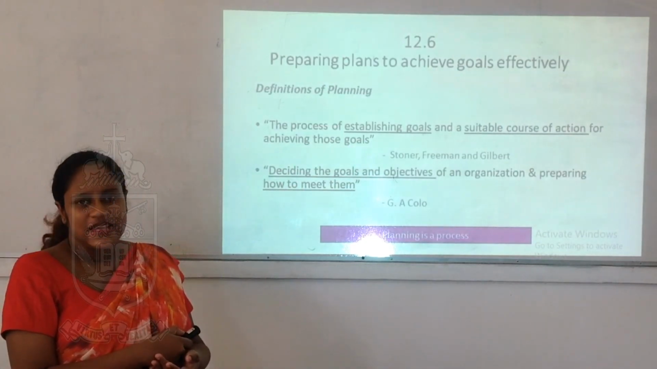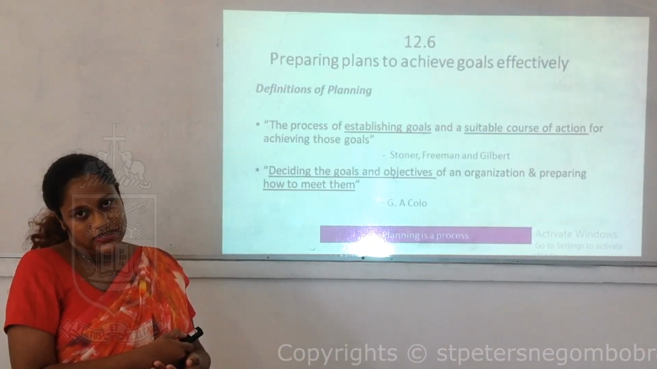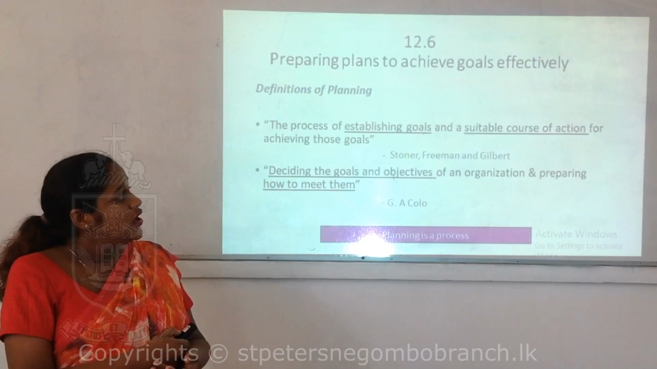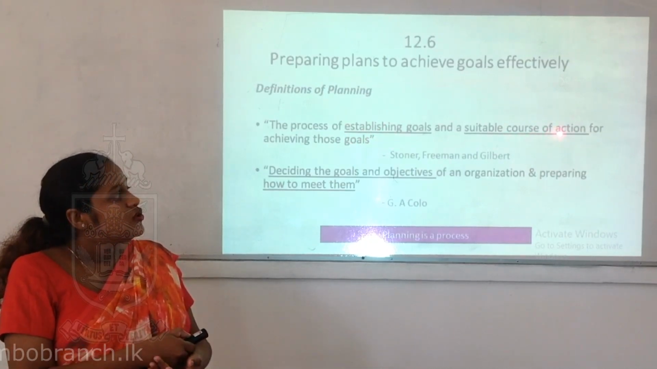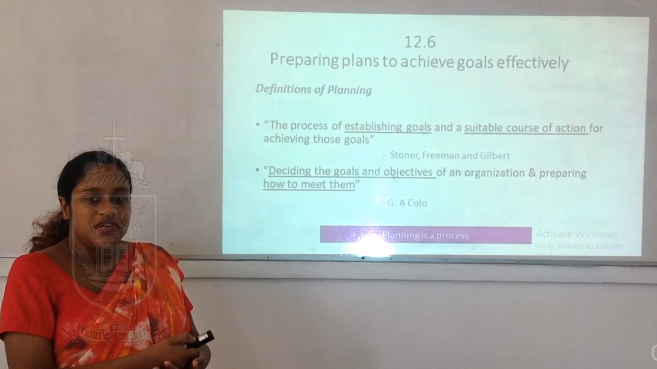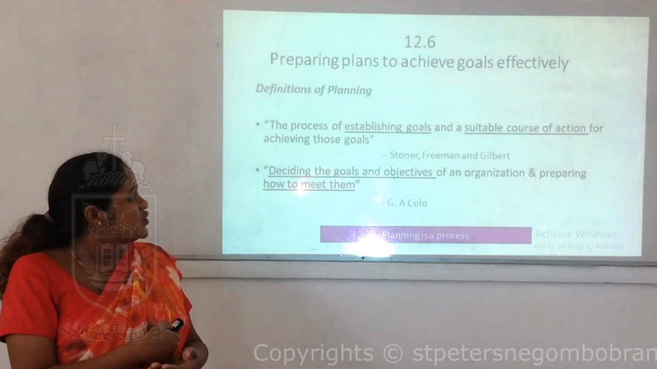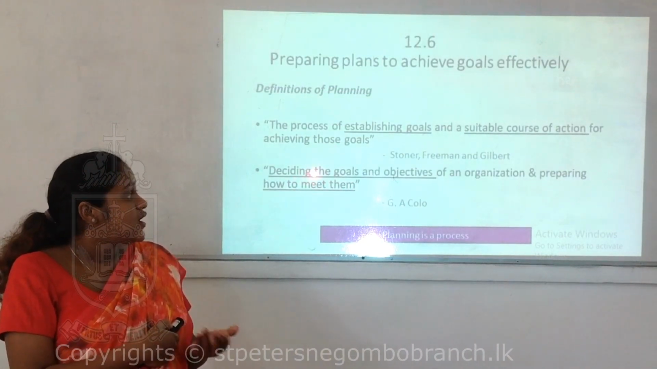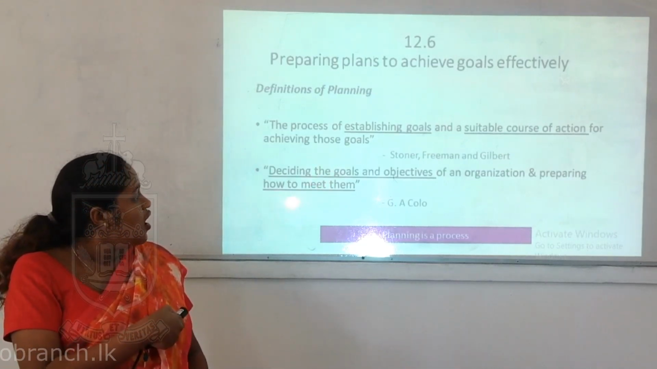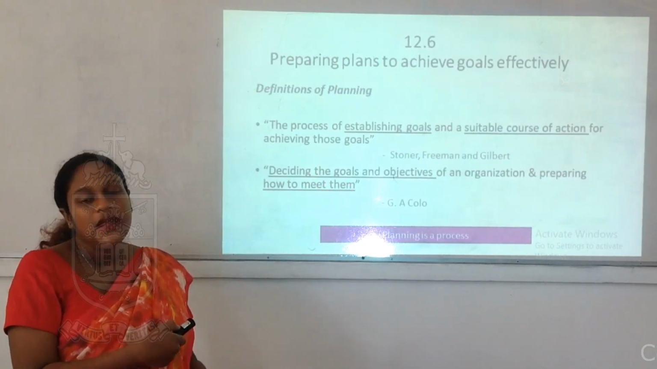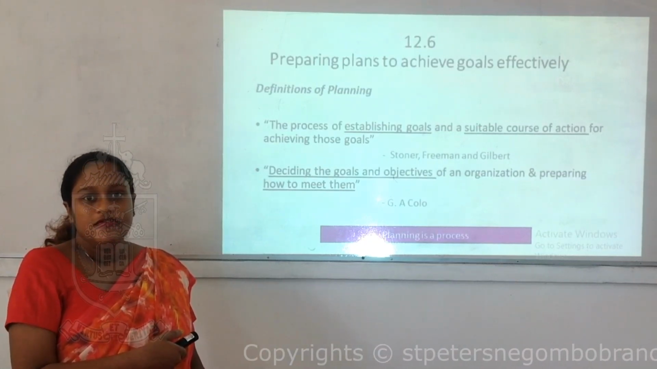If you closely examine these two definitions, they are also talking about two important things: establishing goals and objectives, and a suitable course of action. Suitable course of action means, in other words, strategies or how to achieve them. In the second definition, deciding the goals and objectives means deciding what to achieve, and then how to achieve them. So simply, what you have to learn as the definition of planning is those two factors.